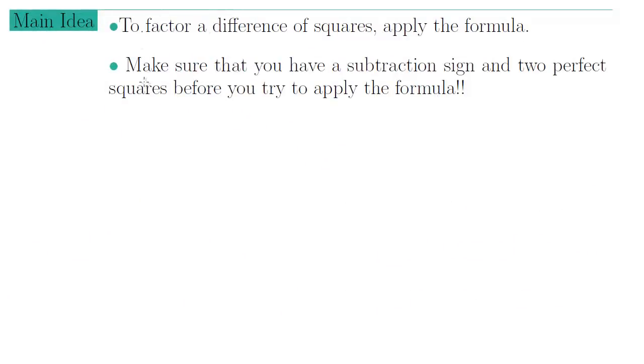So we're at the main idea for this topic, which is pretty straightforward. To factor a polynomial that is a difference of squares, apply the difference of squares formula. The tricky thing here is recognizing when you have a difference of squares. In order to have a difference of squares, you must have a subtraction sign. Don't try to apply the formula if you have an addition sign between your two terms. And also you must have two perfect squares. So let's look at some examples so we can get used to applying this formula.